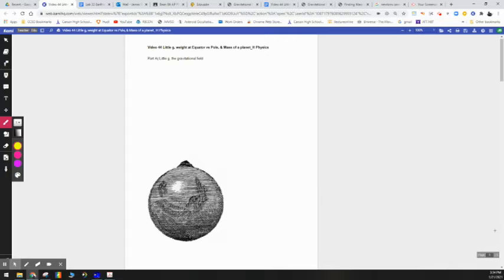So far in class, we have described the value of little g. We decided that little g has the value of 9.8 meters per second squared. So the question is, where did this value come from? Okay, where did it come from?